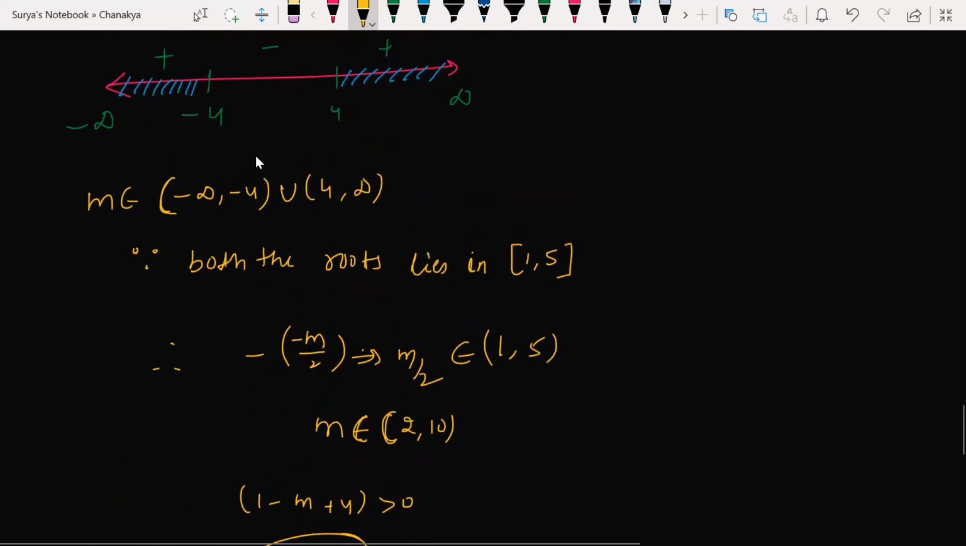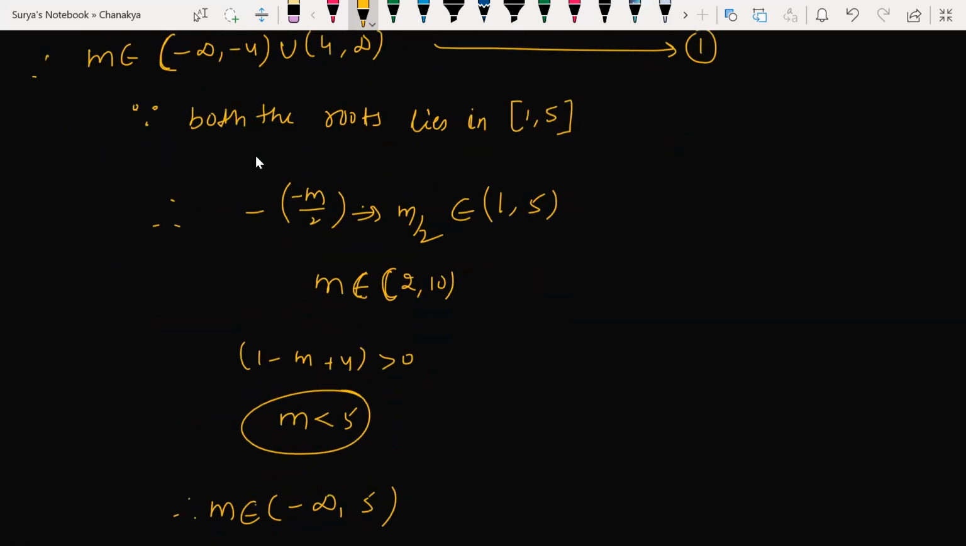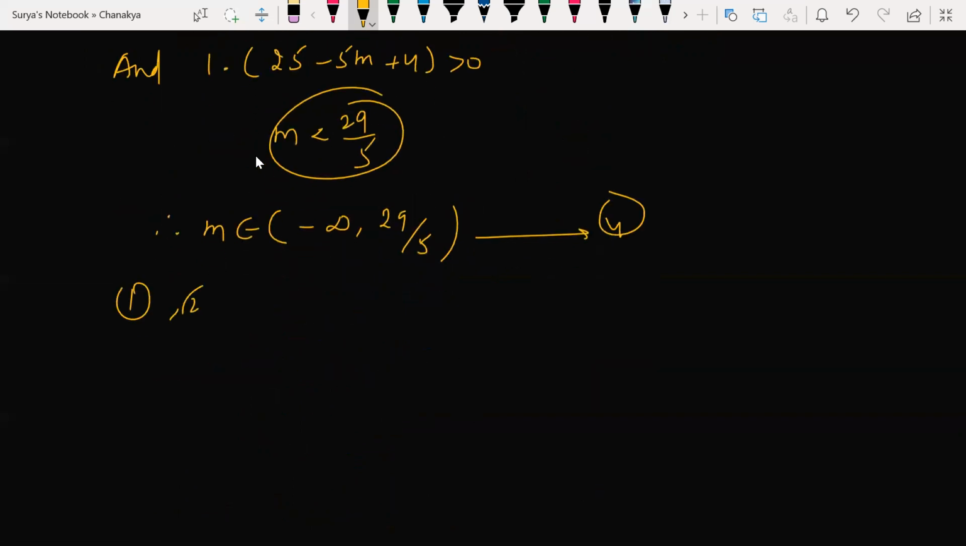So let me take all these values together. Let me take this as the first equation, this as the second one, this one as the third, and this one as the fourth. So from 1, 2, 3, 4, m belongs to what? Check.